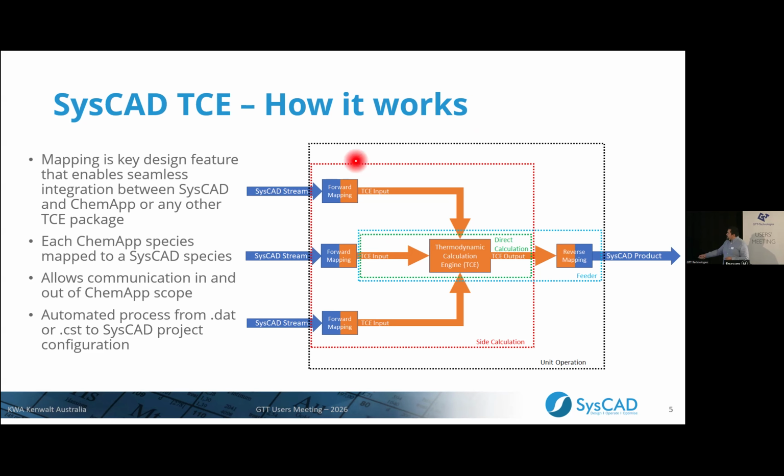So this is what is a little bit represented in this diagram here. Everything in blue represents a SysCAD stream. Okay, so imagine there is a number of streams that are coming into a reactor. So there is a forward mapping that needs to occur before it's provided to the thermodynamic calculation engine, in this case, ChemApp. And then ChemApp calculates, generates some results, and then we need to translate that back again through a reverse mapping system to a SysCAD product.